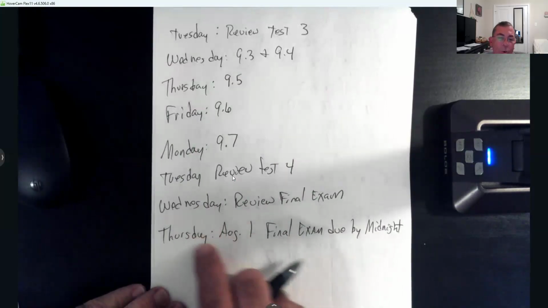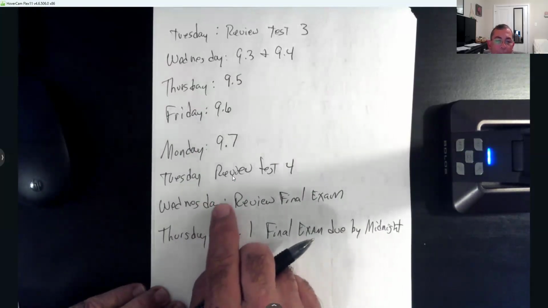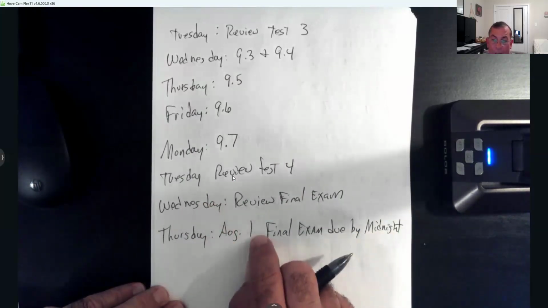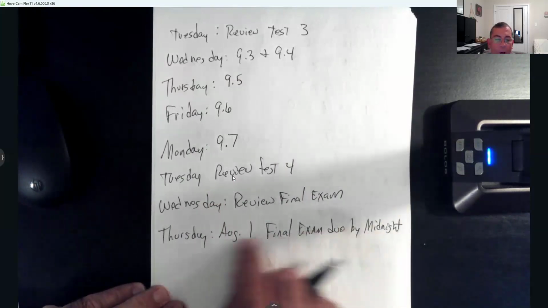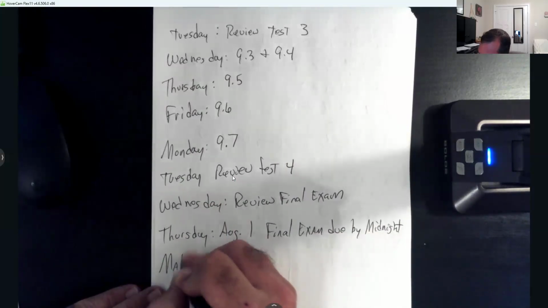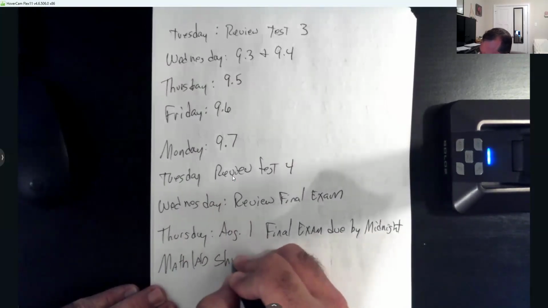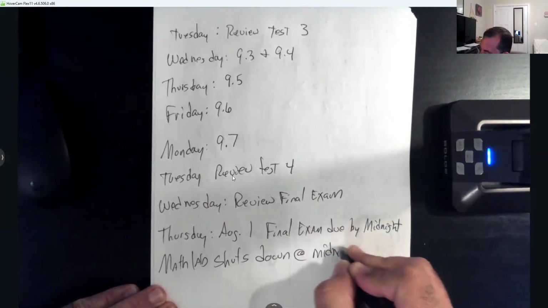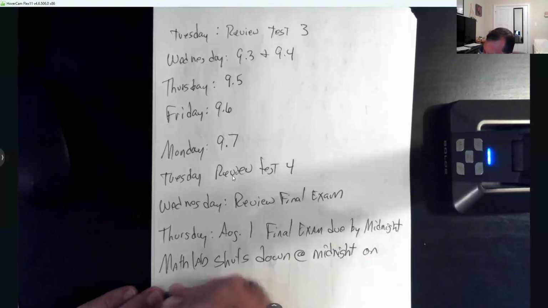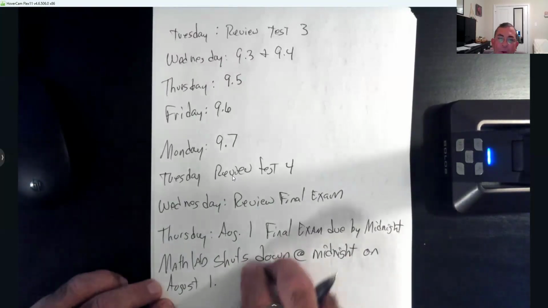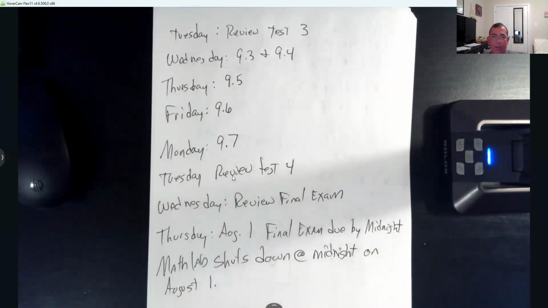Now you won't see this one until Wednesday when it opens up, but it'll be Wednesday and Thursday, and it's due by midnight on Thursday, August the 1st. At midnight on August the 1st, MATLAB is going to shut down. So y'all remember that MATLAB shuts down at midnight on August the 1st, because we have to have grades in by that Friday so that y'all can start registering for the fall and all that fun stuff.